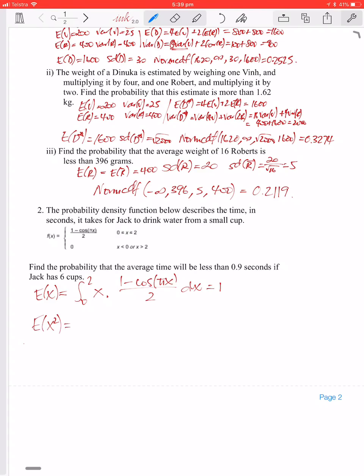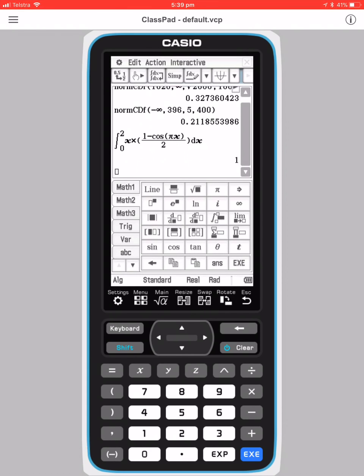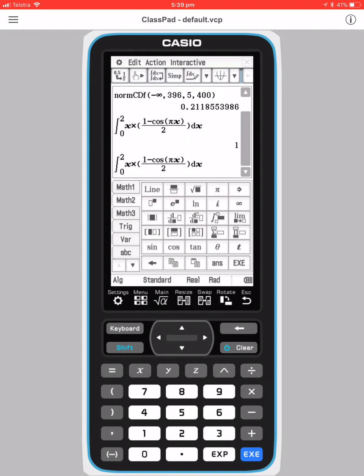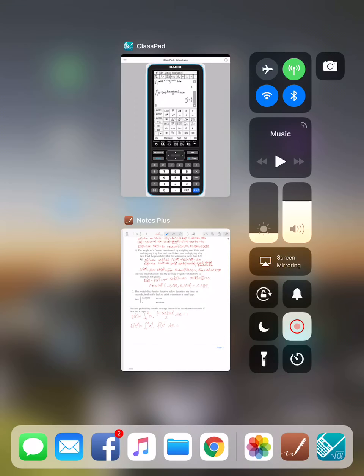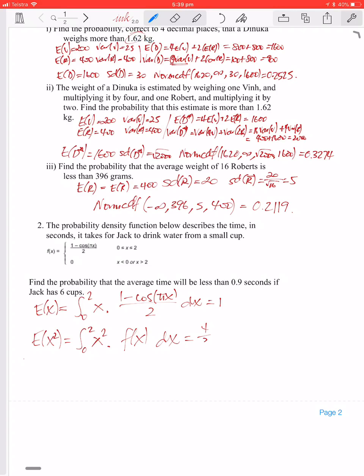E of x squared is the same thing, but it's x squared times f of x dx. So you just go in here, grab that, bring it down, so you've got both. Okay, so x squared, negative 2 on pi squared plus 4 on 3.